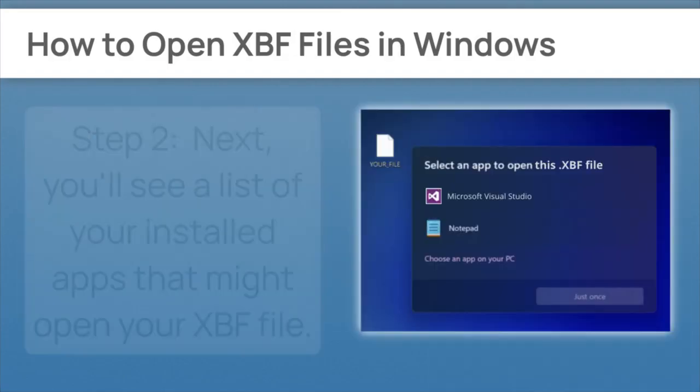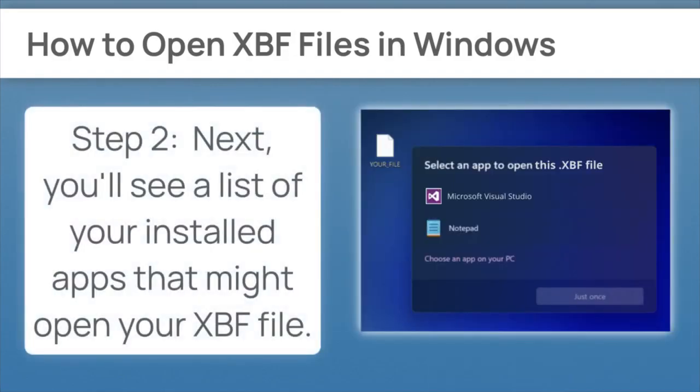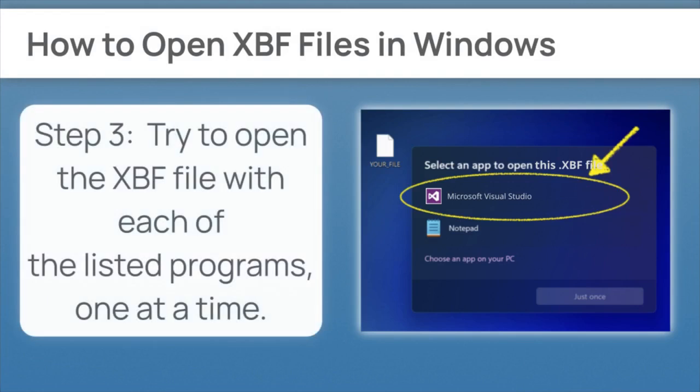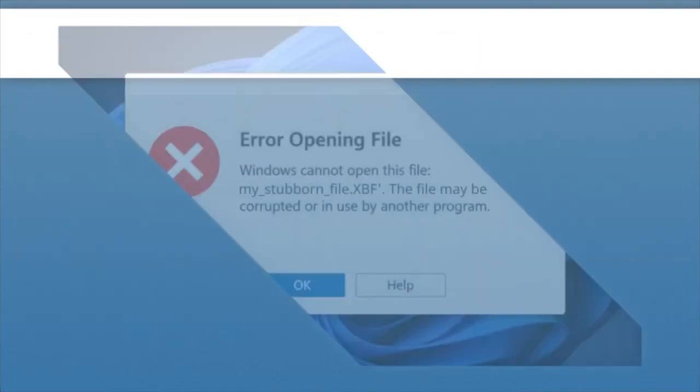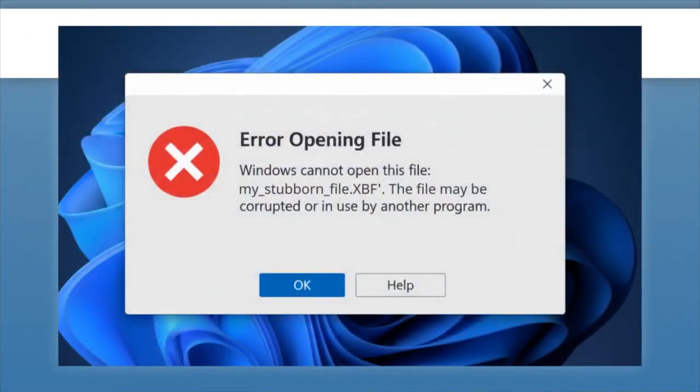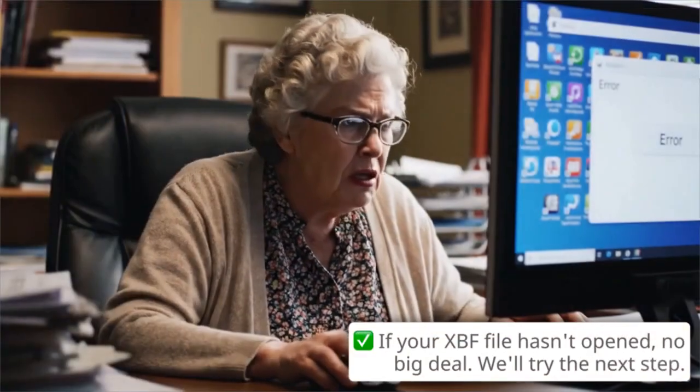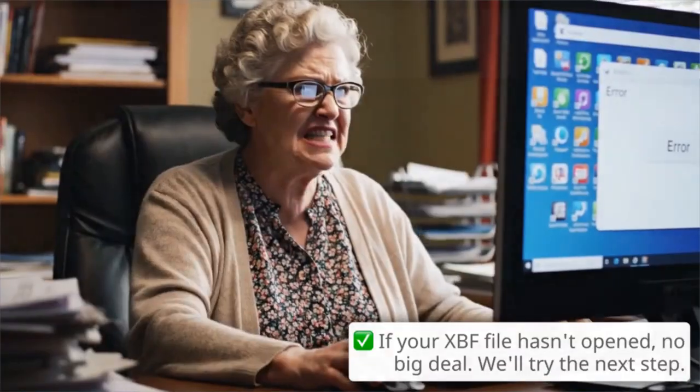Right-click your XBF file and select Open With. Start with Microsoft Visual Studio if it's visible. If not, choose another program and check its ability to read the XBF format. The specificity of the XBF format is likely what caused the error. Before we proceed, let's run through this short checklist to confirm key parameters.